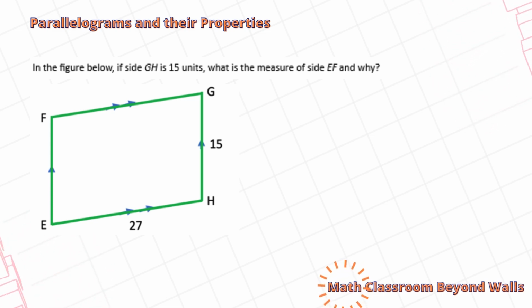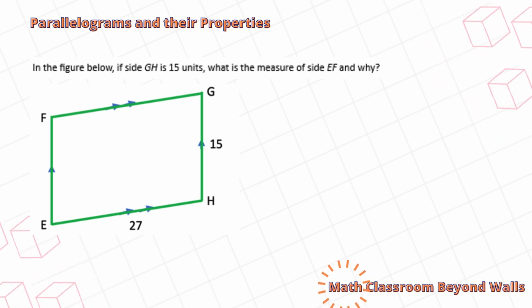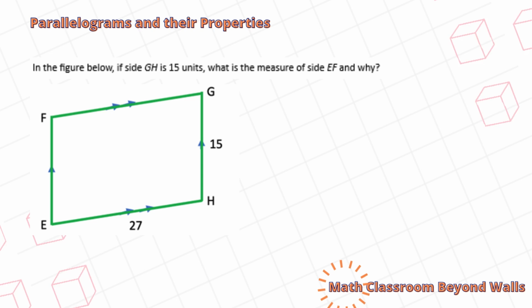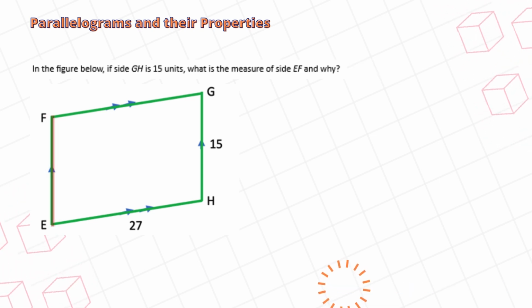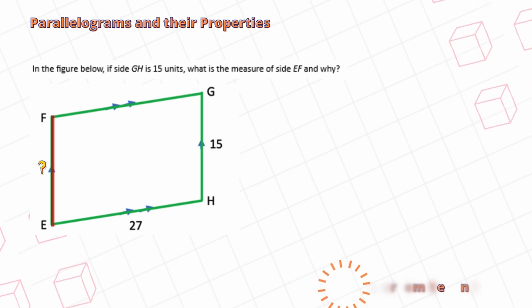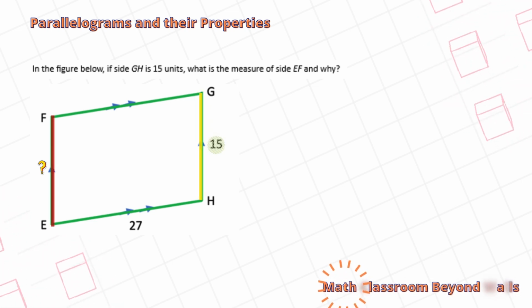After reading the problem, let us locate side EF in the drawing, the side whose measure we want to know. Okay, so here is side EF. Next, let us locate where side GH is in our drawing. Okay, so here it is with a measure of 15.